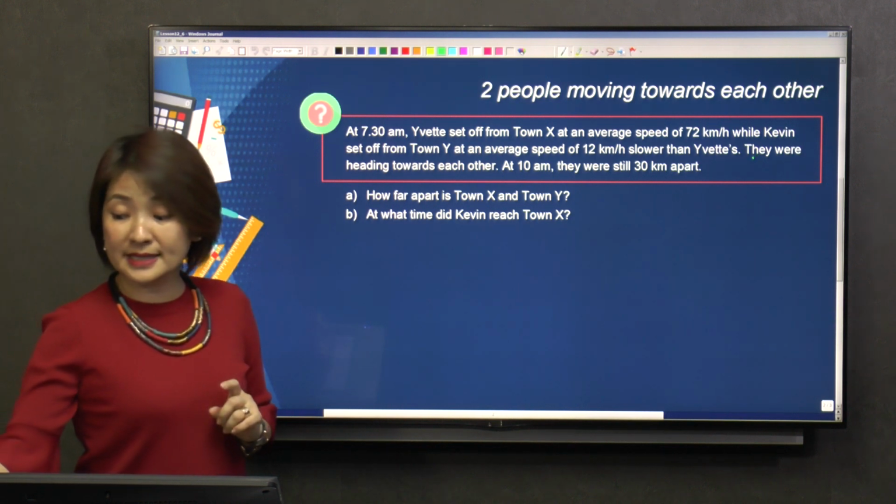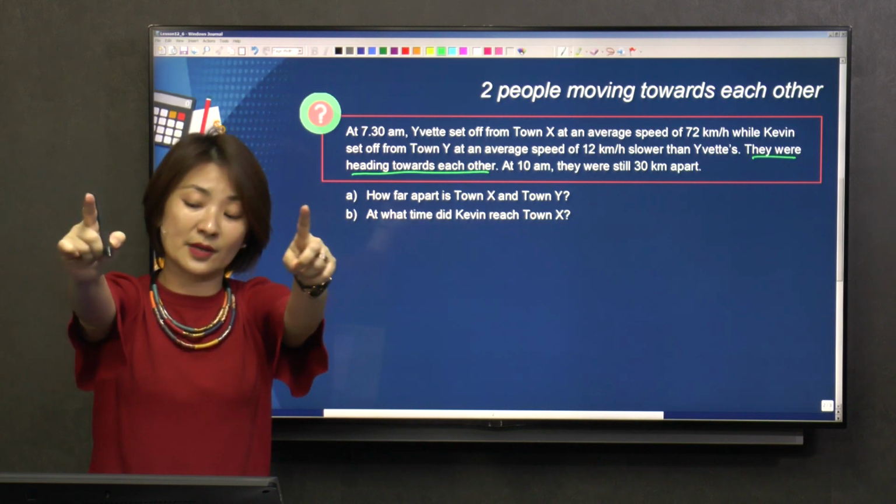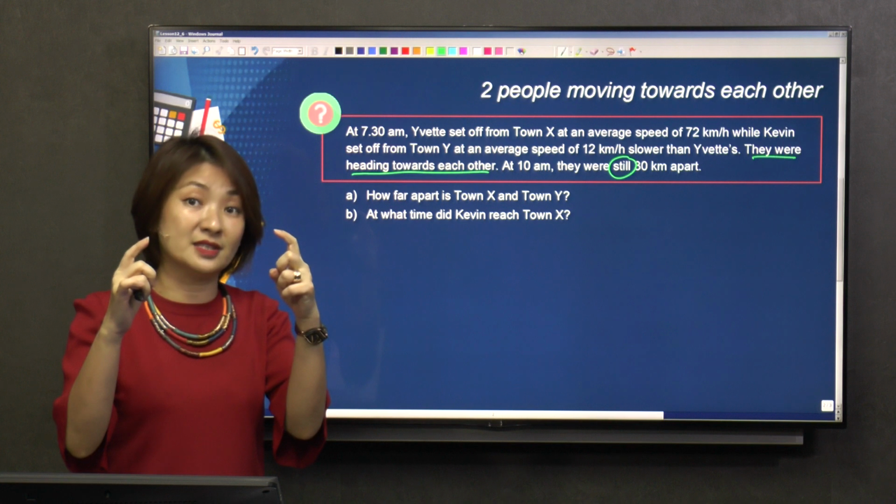The important sentence is actually here, right? They were heading towards each other. Means they're traveling like this, okay? And they were still 30 kilometers apart. Have they met yet? No, they haven't, okay?